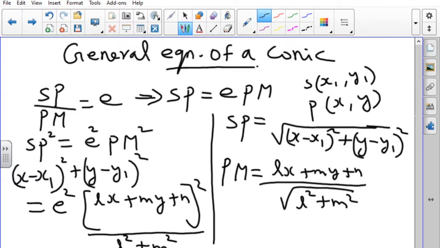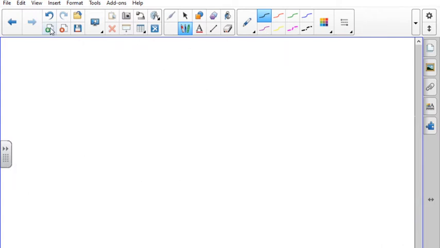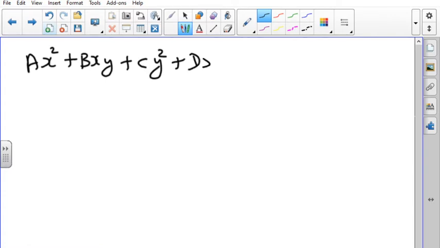Now simplifying this, when we use the identities and bring everything to one side, we get the general equation of the conic as ax square plus bxy plus cy square plus dx plus ey plus f is equal to 0. So this is the general equation of a conic.